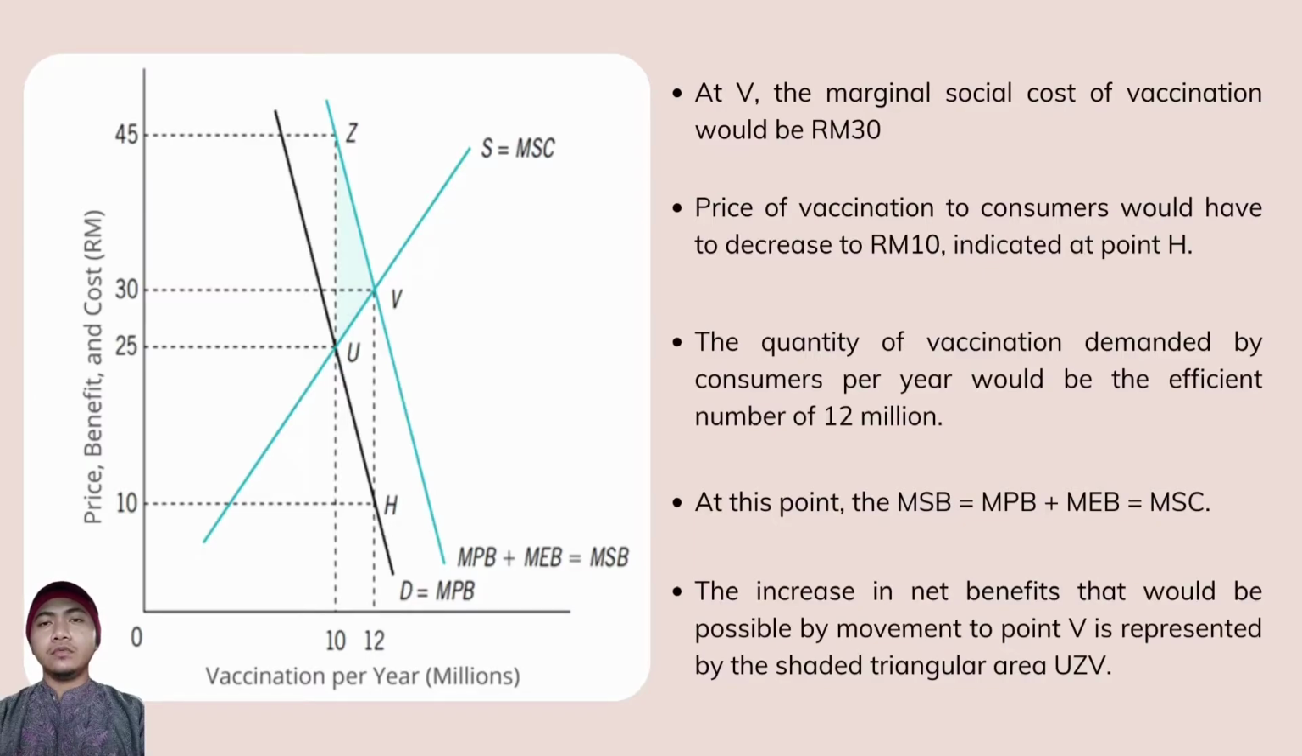In the same diagram, we next look into what the consumer can gain. At first, we look into marginal social cost. When there is a marginal external benefit, the efficient output will be at point V with the price at 30 ringgit. But how much is the price that is paid by the consumer? So we look into the demand curve, which is D. At the price of 30 ringgit, the demand curve will be at point H. Price 10 ringgit at 12 million per year. So the net gain will be in the area of UZV.